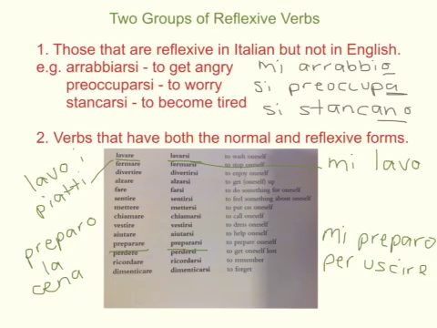So that gives you an overview of reflexive verbs. Now really, in order to understand them and explore them a bit further, you need to do some practice. So good luck.